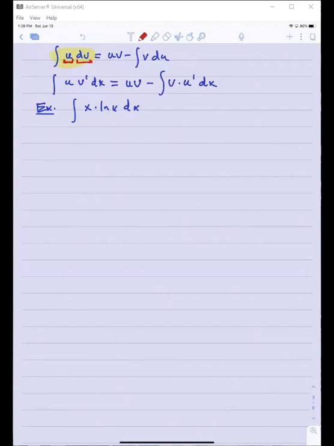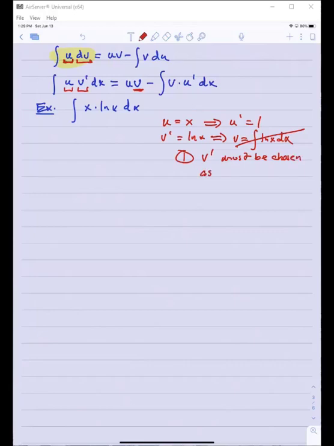Let's say u equals x and v prime equals ln of x. So again, I have to call one of these things a u and one of these things a v prime. Okay, what would be wrong with making this choice? Well, no problem with the u. If u is x, u prime is 1. But if v prime is ln of x, then what I need to know is v, which is the antiderivative of ln of x, and I don't know that one yet. So again, two things to think about. Number one, v prime must be chosen as a function we can integrate.